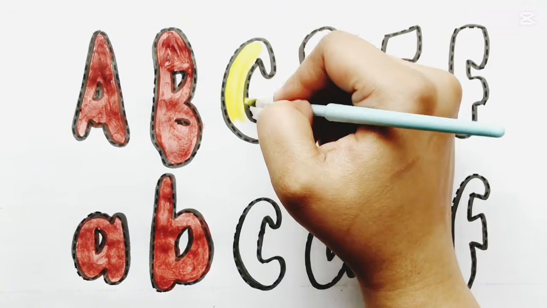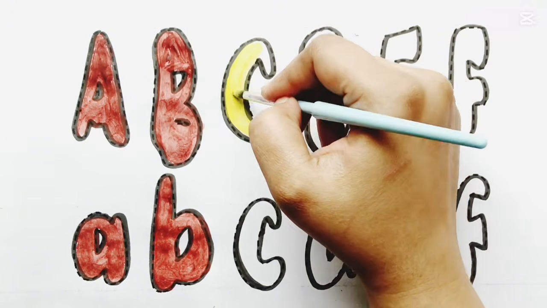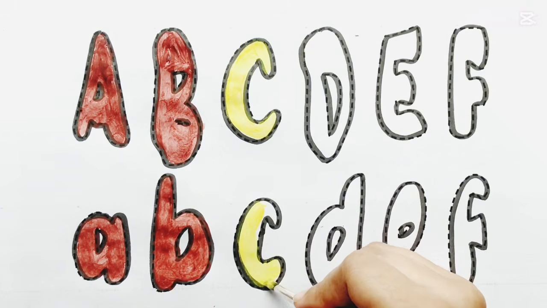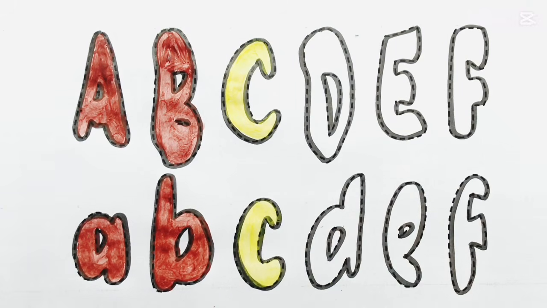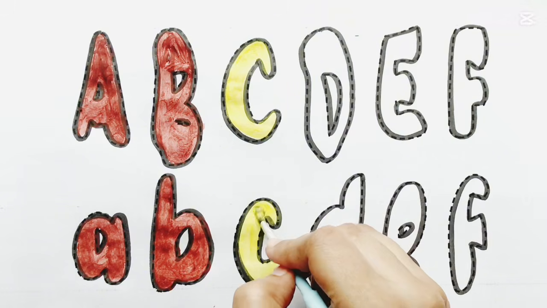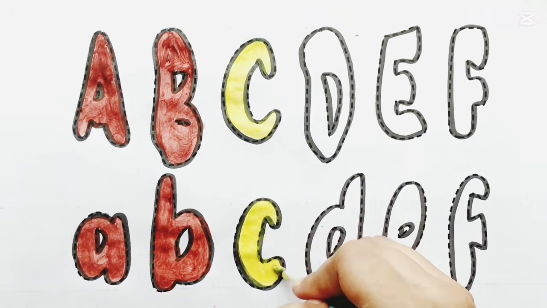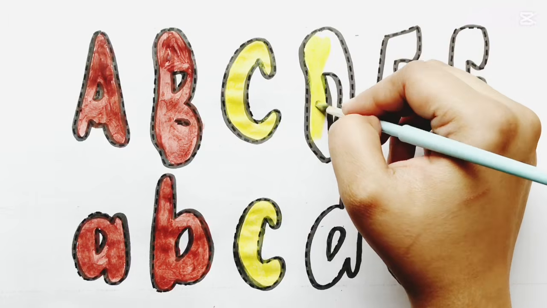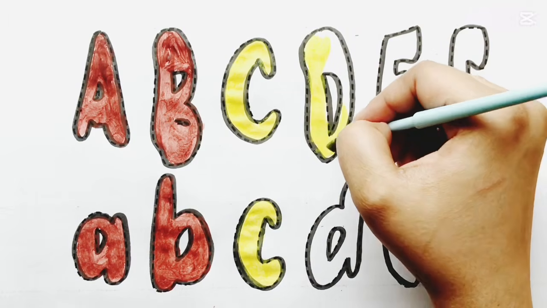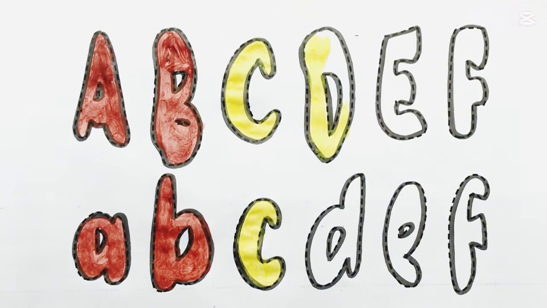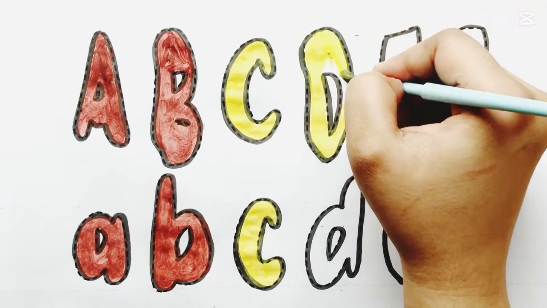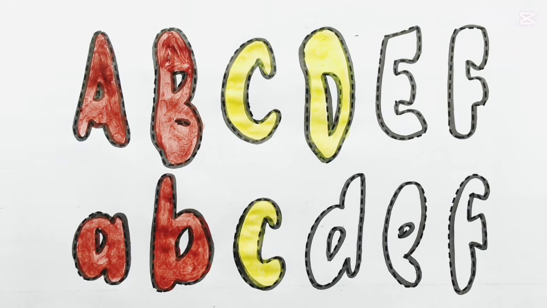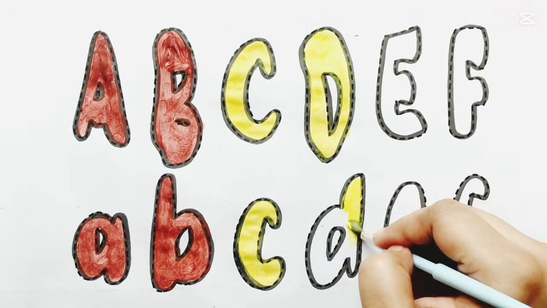Yellow color. C for cow. Small letter C for candy. D for donut. Small letter D for dog.